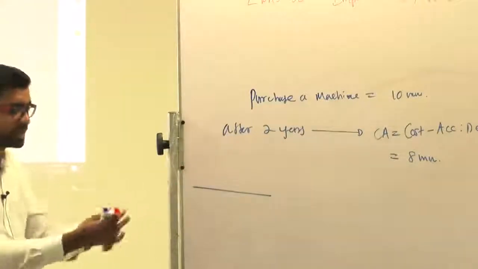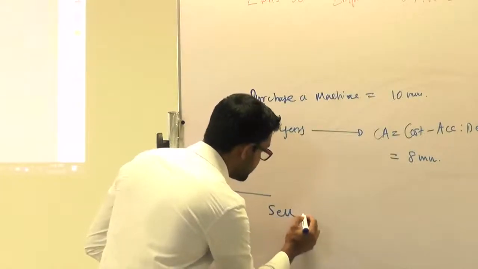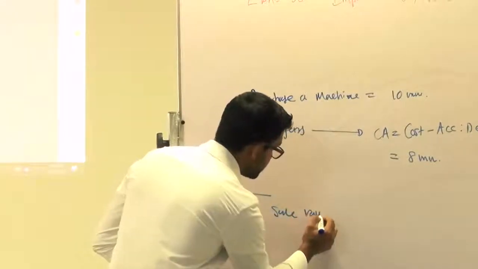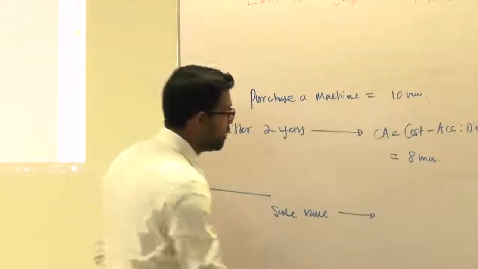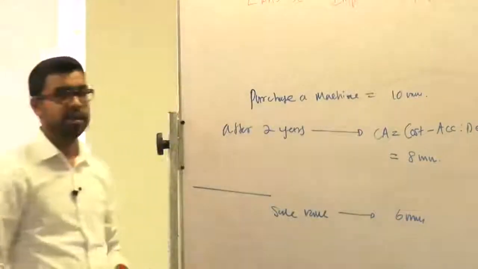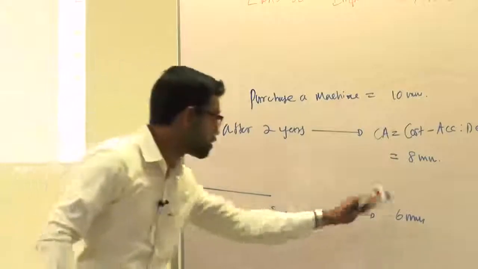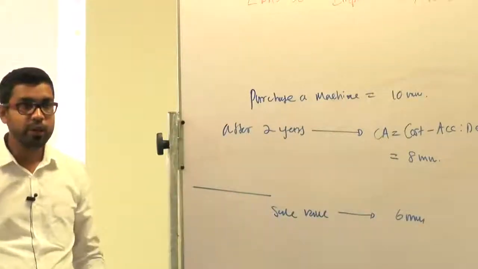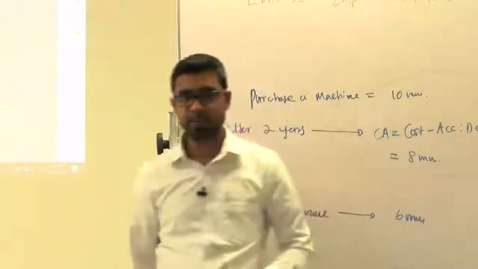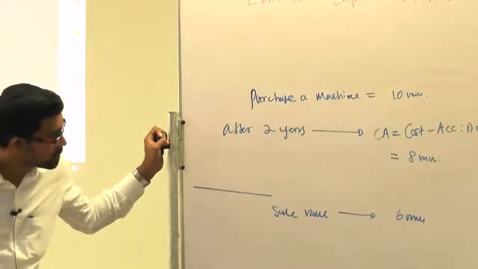The same thing happened to this machine, let's say, right? So after 2 years, you can sell this asset. Sale value, let's say, equals 6 million, right? Realizable value, recoverable amount. You can recover this much, 6 million. Now in your books of accounts, you will show the asset value as 8 million, which can be sold in the market at 6 million.